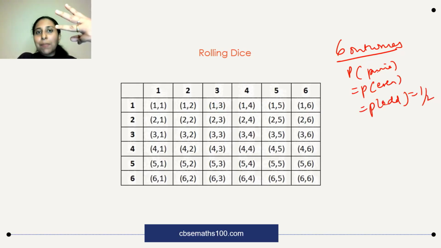Because prime numbers, you have 3 prime numbers, 2, 3, 5. Even numbers, you have 3 even numbers, 2, 4, 6. Odd numbers, 1, 3, 5. So each of these, the probability is half when you are rolling a single dice.